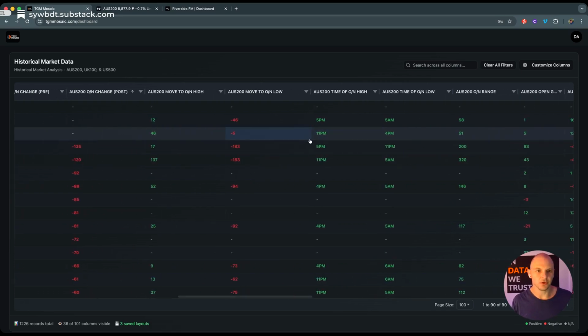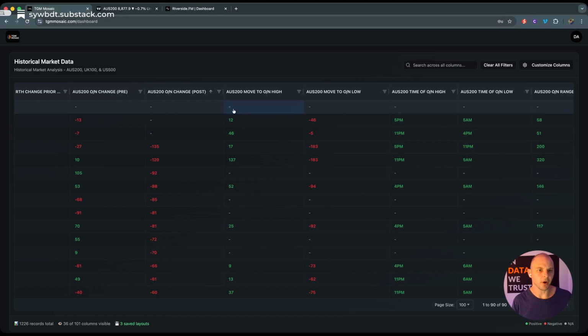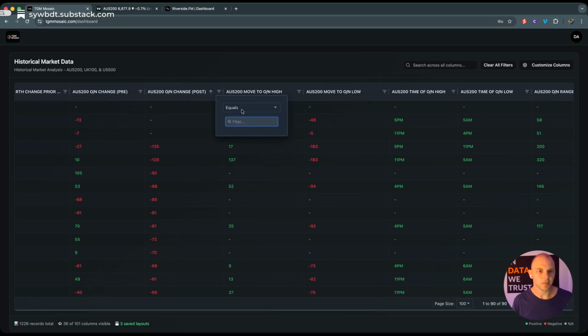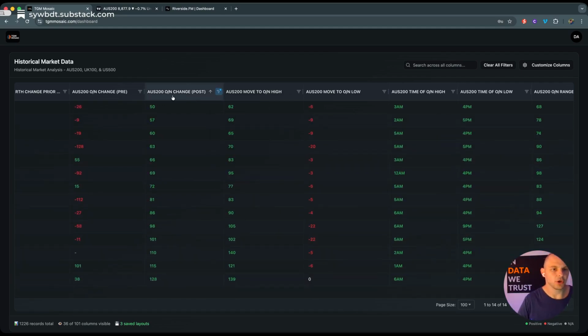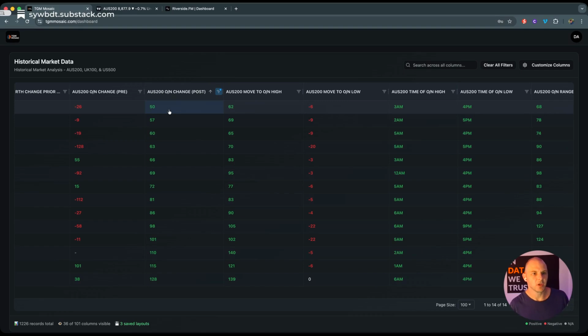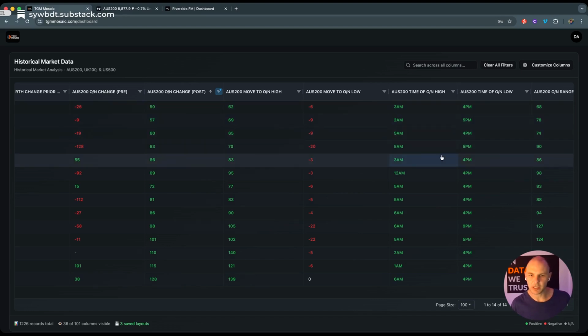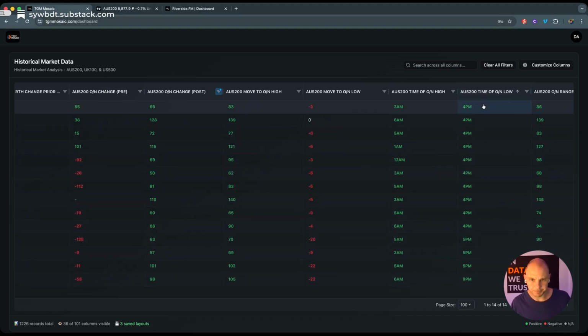Okay, so something that I do a lot of the time is reverse engineer my bias. So I go, okay, I really think this is just going to rocket higher overnight. So let's look at the times when the Aussie has moved higher after the US has rallied through Asia. So you're essentially showing a narrative in the data and then looking at what that looks like.